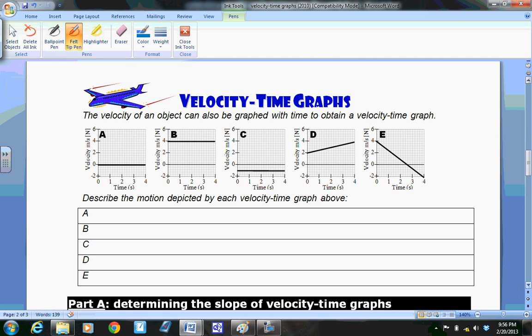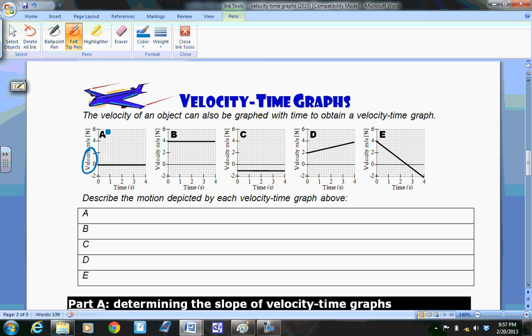Again, it's important to remember that when we're dealing with velocity graphs, we have velocity on the y-axis. You really have to check your axes just to make sure that you know what graph you're dealing with. That's not a position time graph, it is a velocity graph. Velocity graphs clearly and easily indicate your velocity. You can read it directly off of the graph.